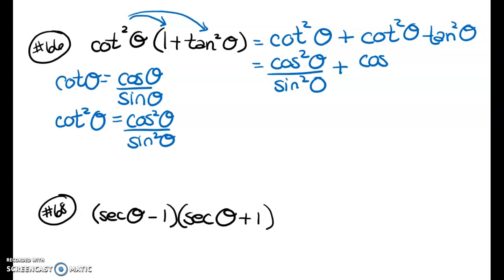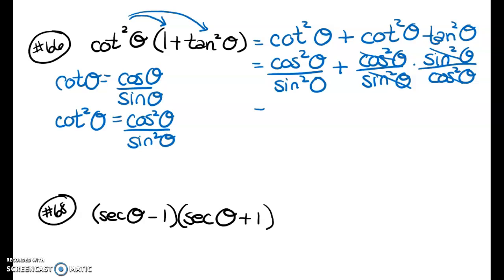So I'm going to do the same thing here. And I'm replacing tangent squared with sine squared over cosine squared. And you can clearly see that my cosine squareds and my sine squareds are going to reduce out to the number 1. So now I have cosine squared theta over sine squared theta plus 1.